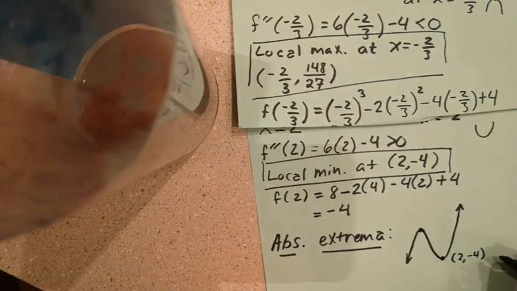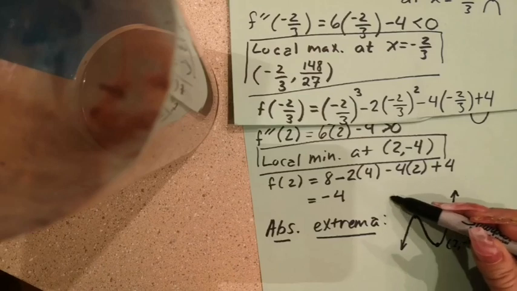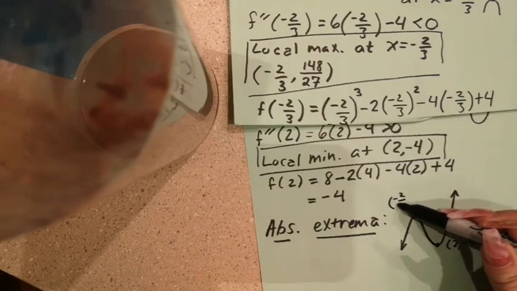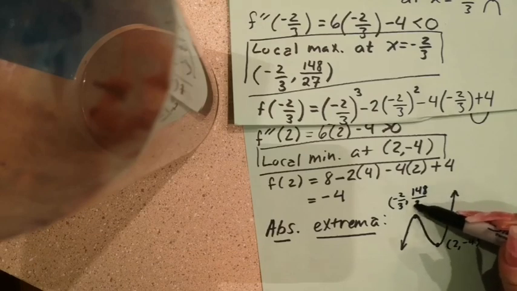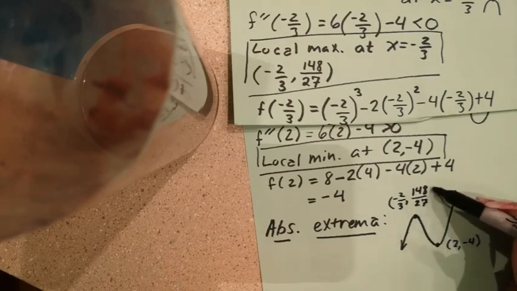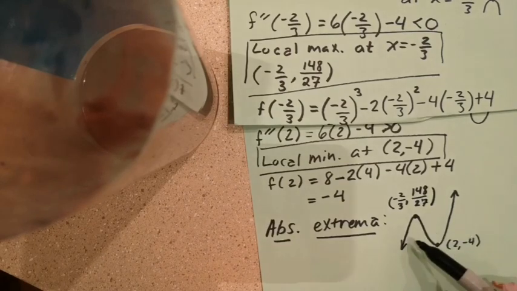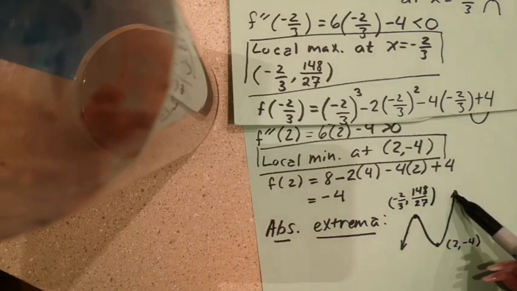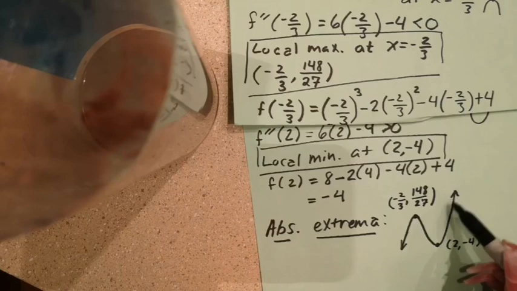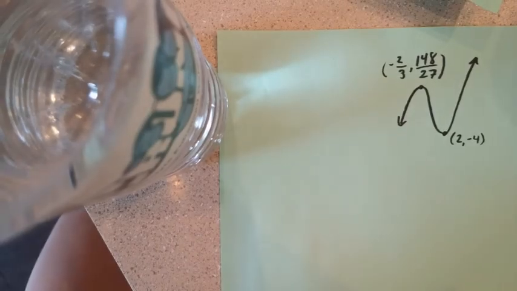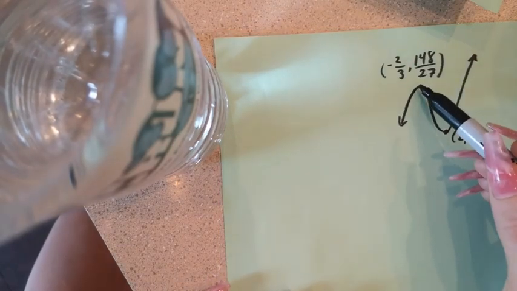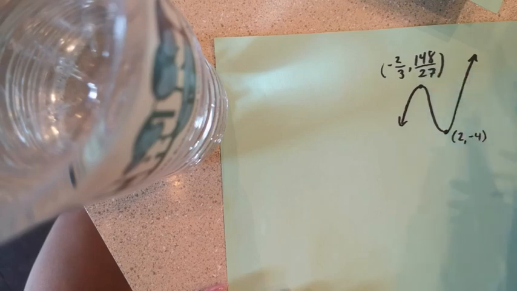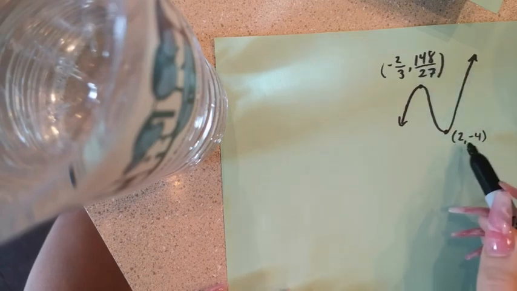So there's (2, -4), and here's that kind of ugly point, (-2/3, 148/27). In this case, because the ends are just going to positive and negative infinity, those wouldn't count as extrema, since those are not really points. So we can see the local max at (-2/3, 148/27) and the local min at (2, -4).